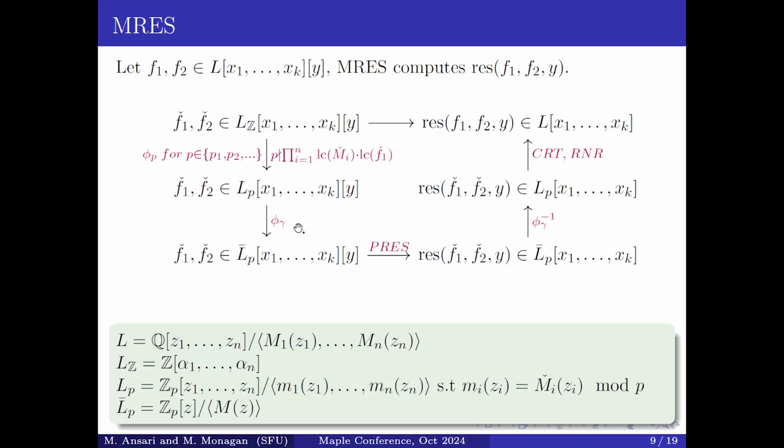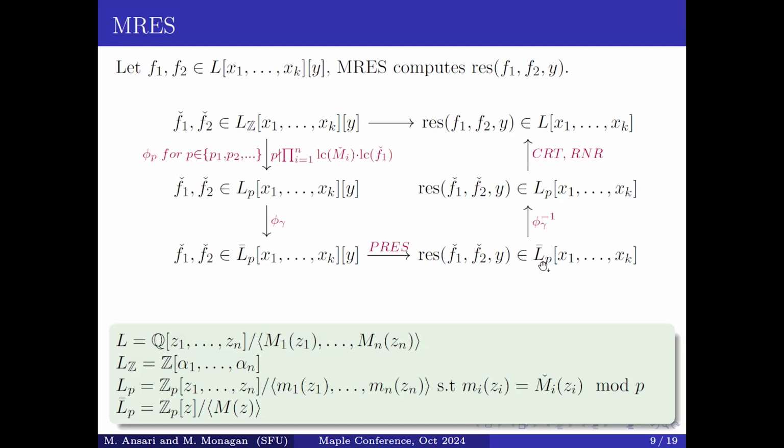And now this is the key, this is the most significant part of the algorithm, and we call it phi gamma. Phi gamma maps polynomials over LP, which is this quotient ring with multiple extensions, into their corresponding polynomials over LP bar, which is this quotient ring with single extension. Now, as we simplify the domain, it's time to compute the resultant. We use our PRES algorithm to compute the resultant. PRES is a recursive algorithm using evaluation and dense interpolation to compute the resultant.